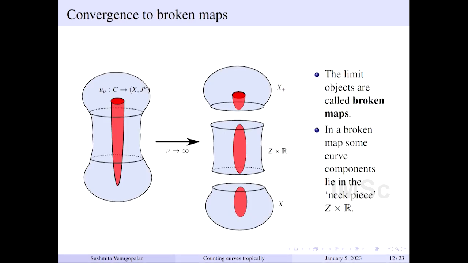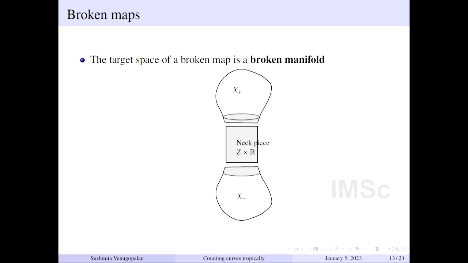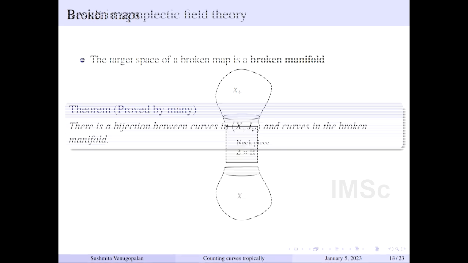Okay, and then what we see is what typically happens to curves. They get stretched, and some part of the curve goes into X plus, some goes into X minus, and some remains stuck in the neck, as you can see in the picture. These kinds of maps are called broken maps. They typically have components in X plus, X minus, and in the middle, which is the neck. So the target space of a broken map is a broken manifold, which consists of the pieces obtained by the symplectic cut and the neck piece.